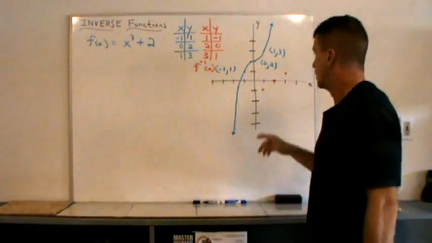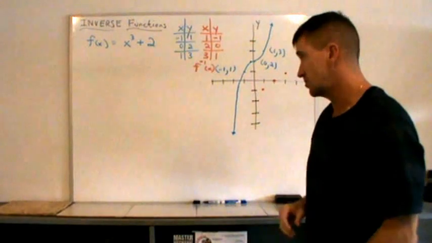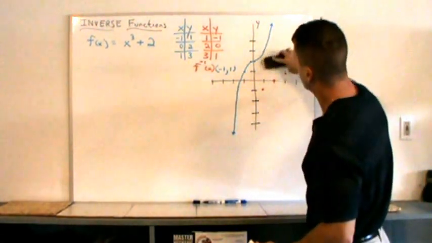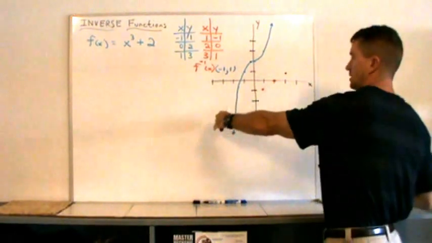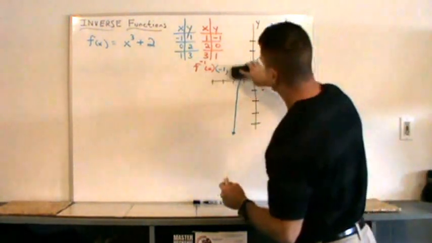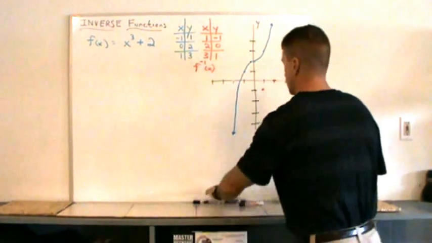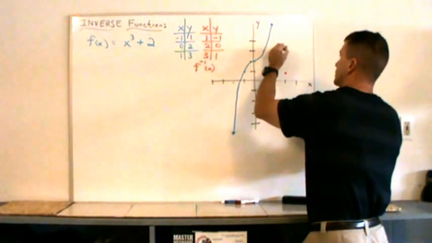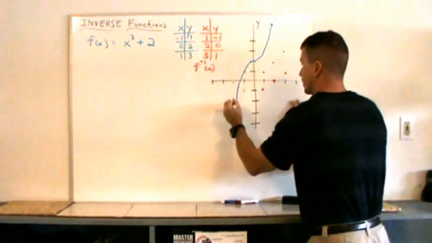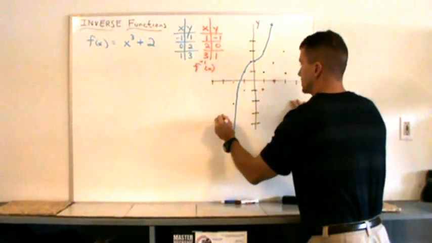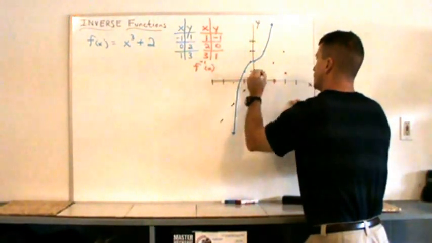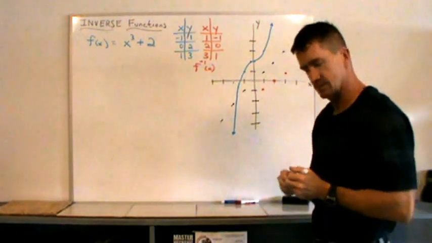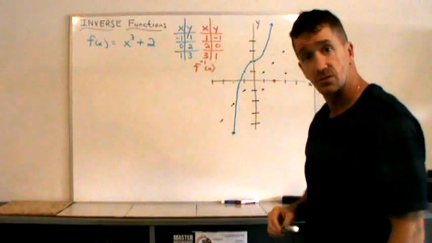Now, all inverse functions are symmetrical along the line y equals x. I'm going to get these points out of the way. The line y equal to x is just a line cutting right up through the origin. I use dashed lines just to represent it. It'd be right here, right here, right here, along this dotted line, which is y equal to x. All inverse functions are symmetrical.